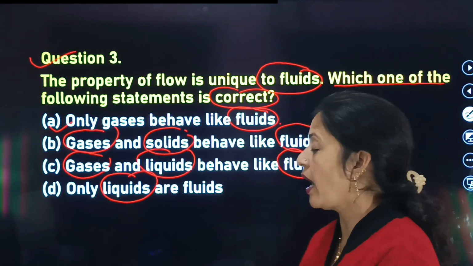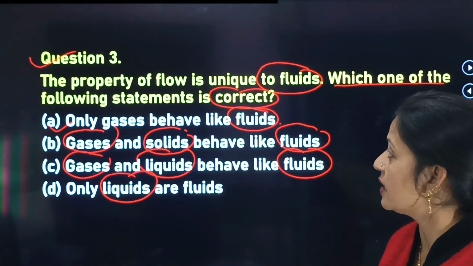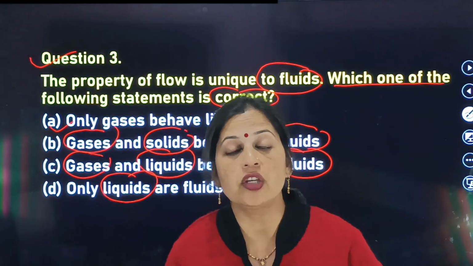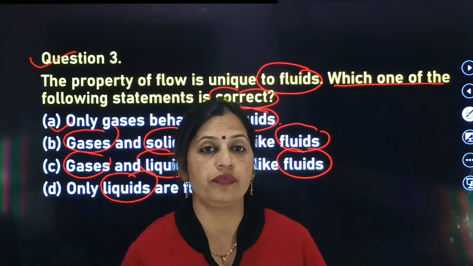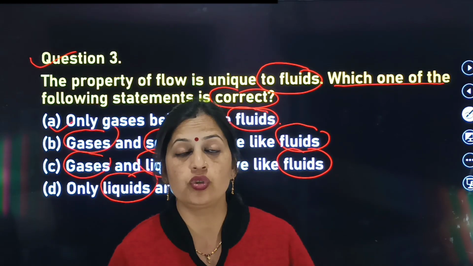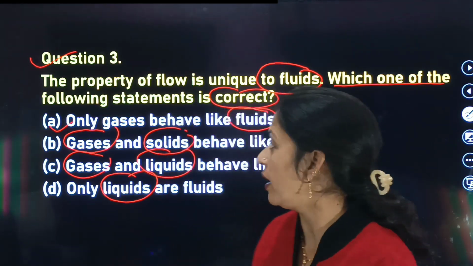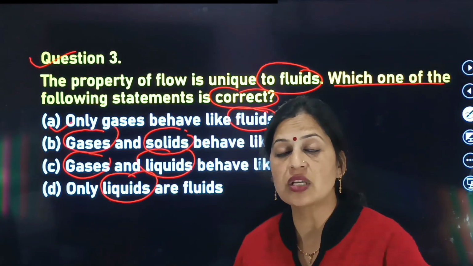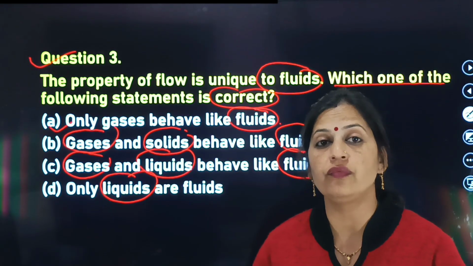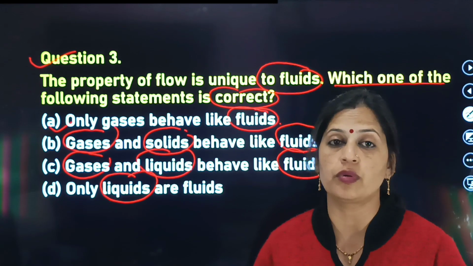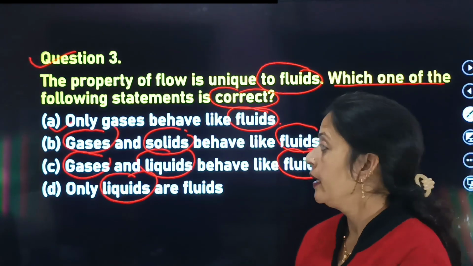So you have to choose the right answer, क्योंकि अभी आपको कहा गया कि flow करने की जो प्रॉपर्टी है दैट इज द यूनिक प्रॉपर्टी ऑफ द फ्लूइड, उसके बाद आपको एक यूनिक सेट चूज करना है कि इनमें से कौन सा सेट सही है रिगार्डिंग द प्रॉपर्टी ऑफ फ्लो ऑफ द फ्लूइड, और दैट प्रॉपर्टी इज नोन एज फ्लूइडिटी.